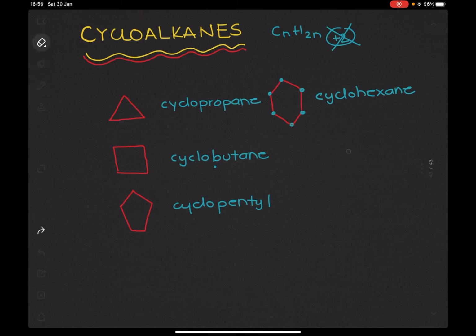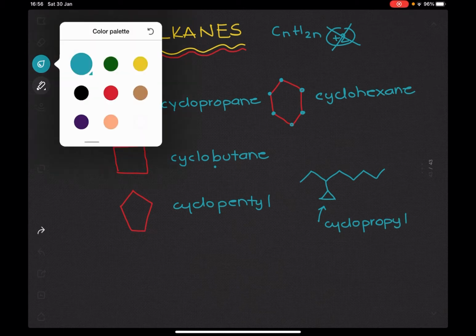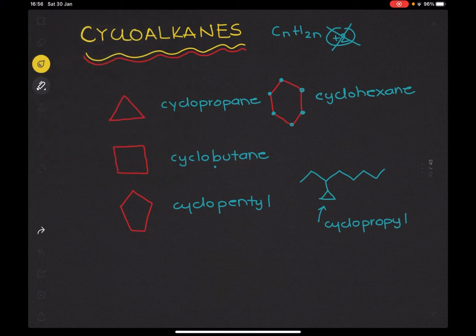And cycloalkanes can also be substituents. So if we have a larger carbon chain, I can have a cyclopropyl. So the name of this substituent will be cyclopropyl. If we have another one, for example, we could have a cyclobutyl. This would be a cyclobutyl.